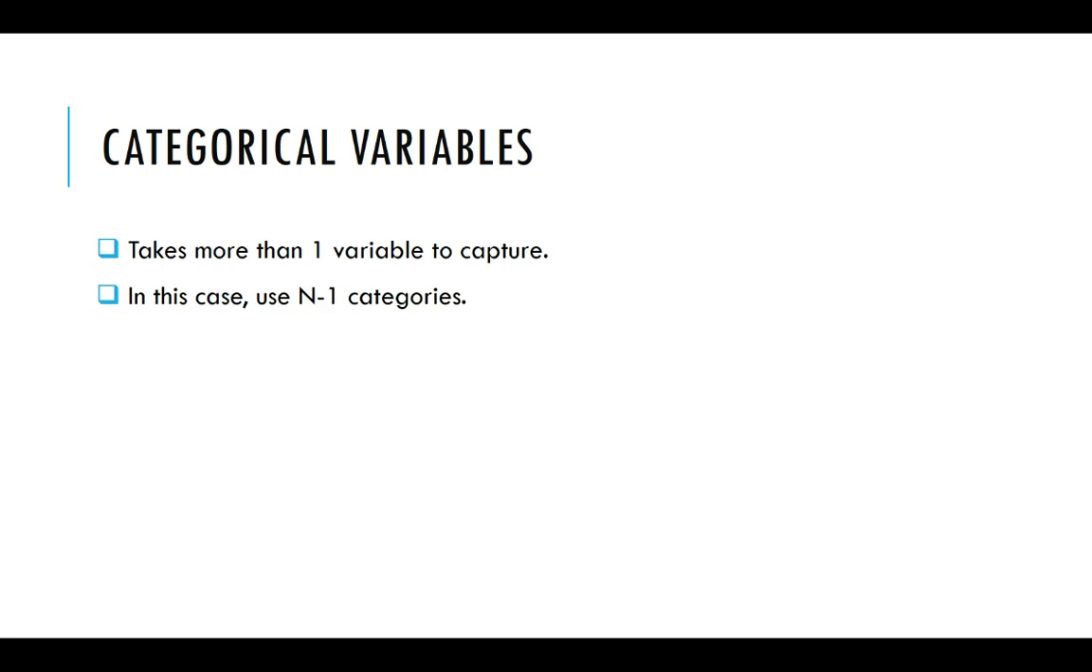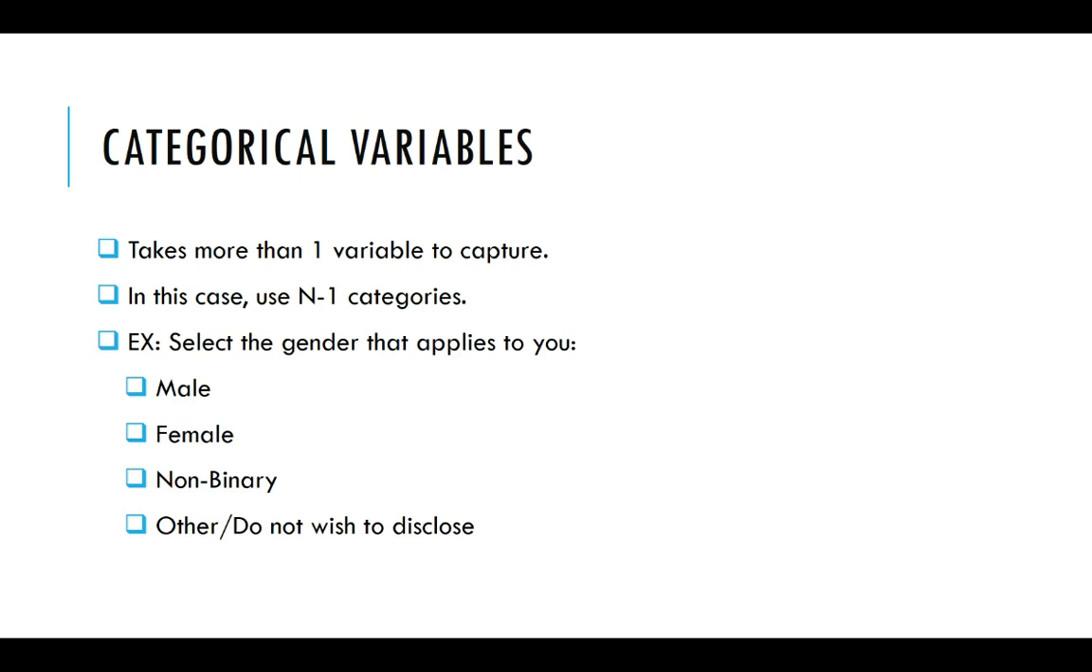In this case, we need n minus 1 categories. So whatever number of options I have, let's say it's 10, then I need 10 minus 1, 9 categories. So let's say that we develop a survey and we ask people to select the gender that applies to them. You have your choice of male, female, non-binary, but it's also common to say other or I do not wish to disclose. We see that often. So if these are the options I want to create in my survey, then I need 4 minus 1 equals 3 categories to be able to code it.